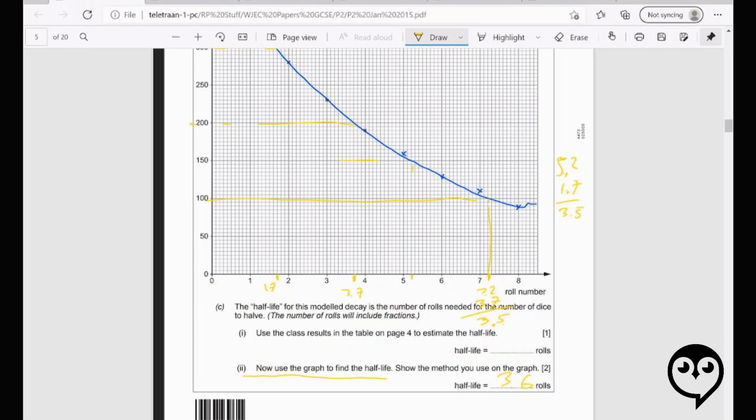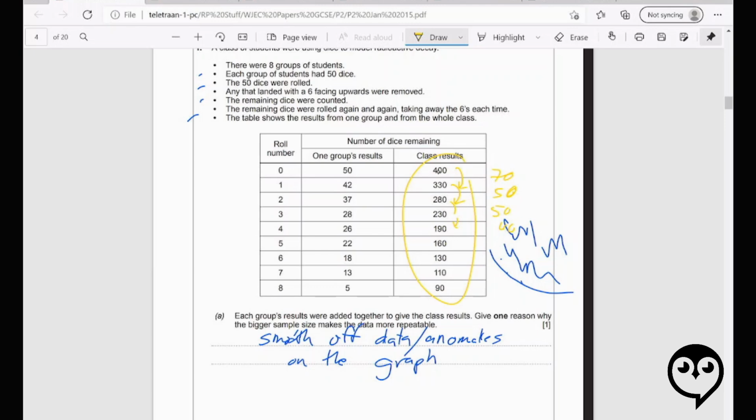Use the class results. I suppose if we were to start at, say, we've got 400, and we want to get down to 200. 200 is somewhere in between 3 and 4, isn't it? It's 10 away, and this was a difference of 40 between these two. So it's 10 away from 200. So if I split that up into quarters, I'm guessing 3.75 is what we would get.